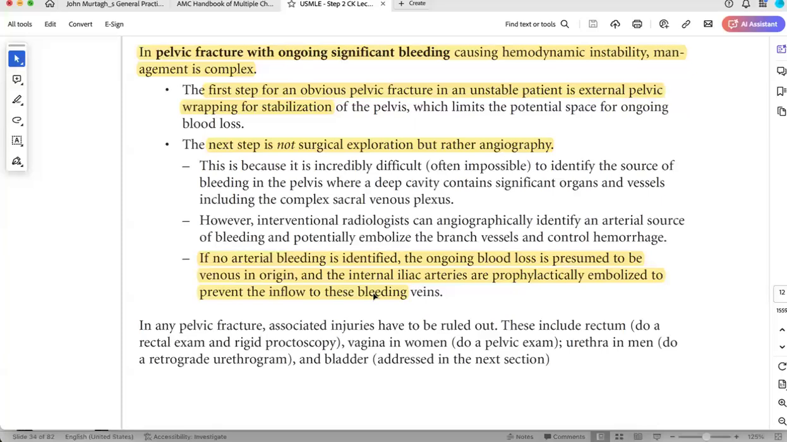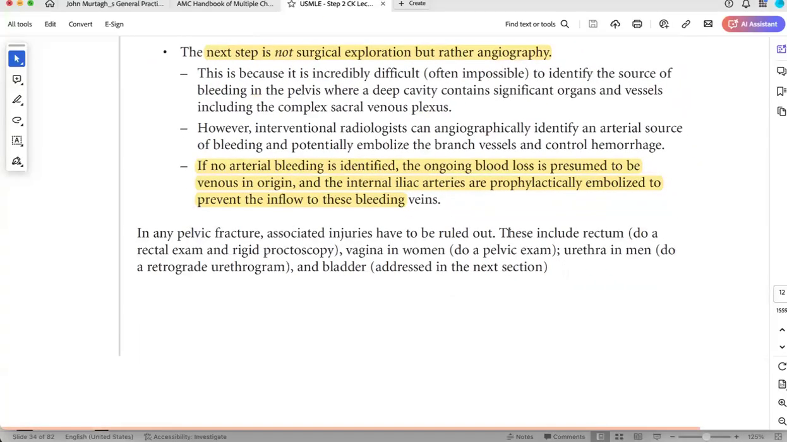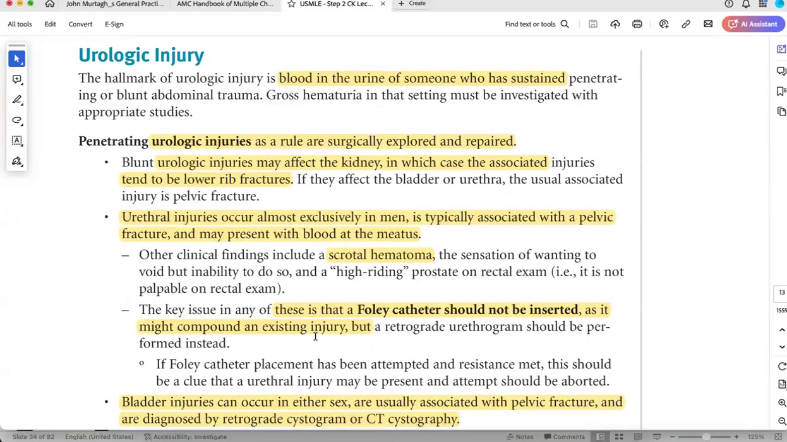Some of the patients who have a pelvic fracture might also have associated organ injury, such as rectal injury, vaginal injury, urethral injury, which is very common in men, or bladder injury. So when would we think about urological injury in a patient? So a patient who has a pelvic fracture, let's say he's complaining he has noticed blood in the urine. Someone who has sustained either a penetrating or a blunt abdominal trauma, if that patient is complaining of blood in the urine, you'll suspect urological injury.